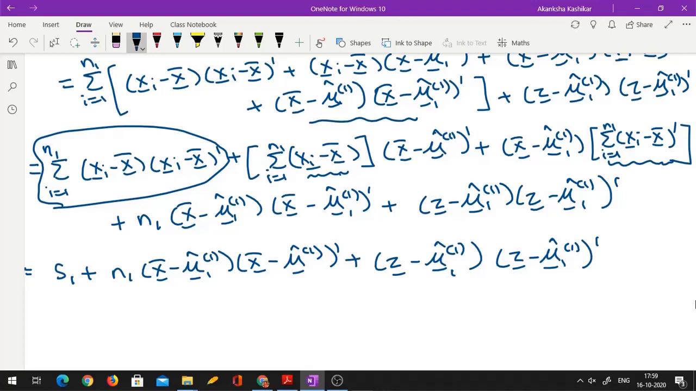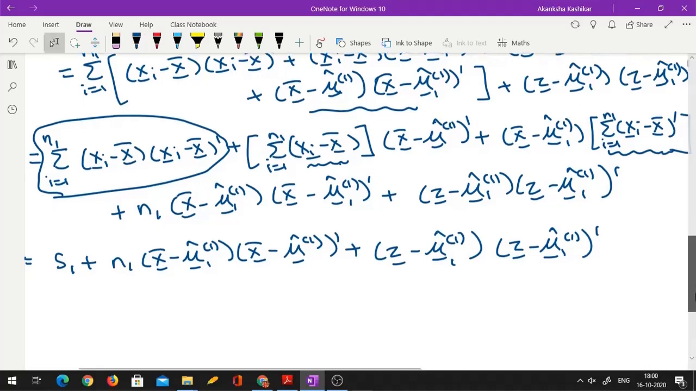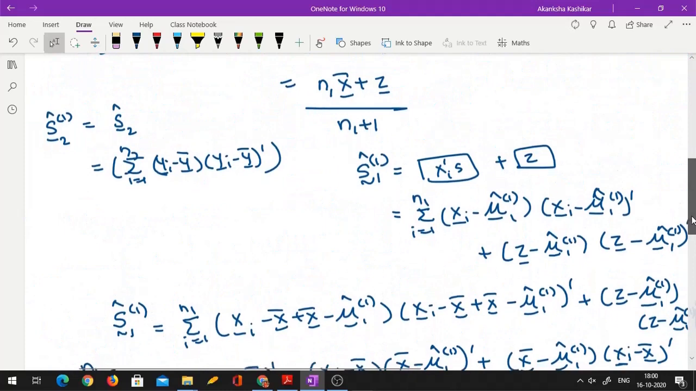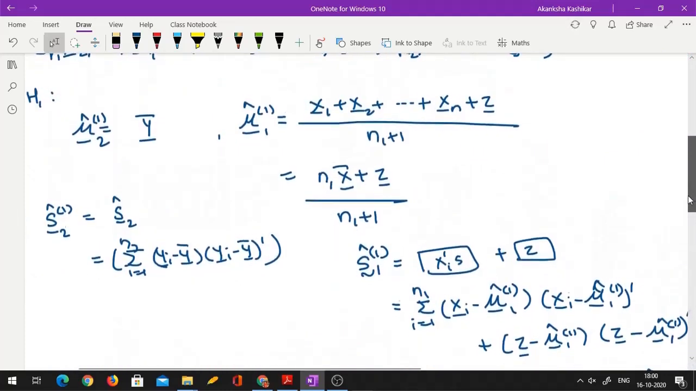Now normally, when you have a common sigma, you have to take the CSSP matrices from both the populations, add them and divide by the total number of observations. Is there any way in which we can simplify this further? So we have a formula for mu1 hat. mu1 hat is this.